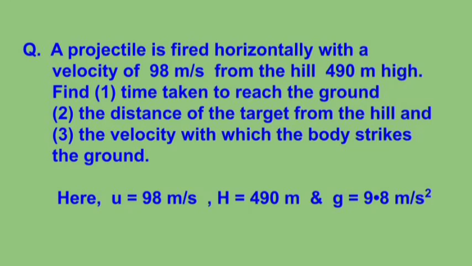Now question number 3. A projectile is fired horizontally with a velocity of 98 meter per second from a hill 490 meter high. Find the time taken to reach the ground, the distance of the target from the hill, and the velocity with which the body strikes the ground. Here u = 98 meter per second, h = 490 meter and g = 9.8 meter per second square.